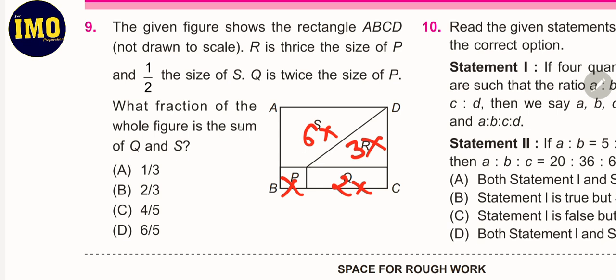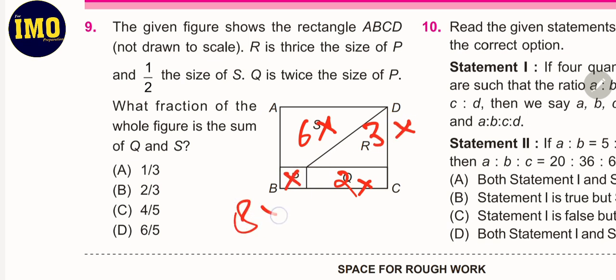What fraction of the whole figure is the sum of Q and S? Q and S together is equal to 8, the sum of 6X and 2X, so 8X, and the total is 12X. Divide: 4 twice, 4 three times. So the fraction is two thirds, and the answer of this question is B. So there is no need to find the area of any figure. Just find the ratios and you can do this question easily.